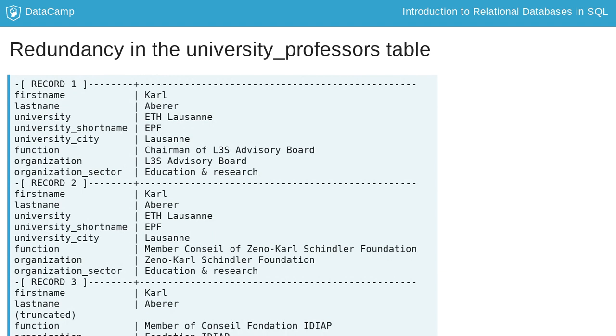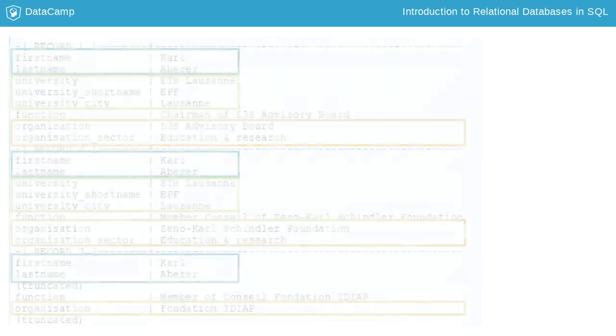Also, his university, the ETH Lausanne, is repeated a couple of times, because he only works for this university. However, he seems to have affiliations with at least 3 different organizations. So there's a certain redundancy in that table. The reason for this is that the table actually contains entities of at least 3 different types. Let's have a look at these entity types.